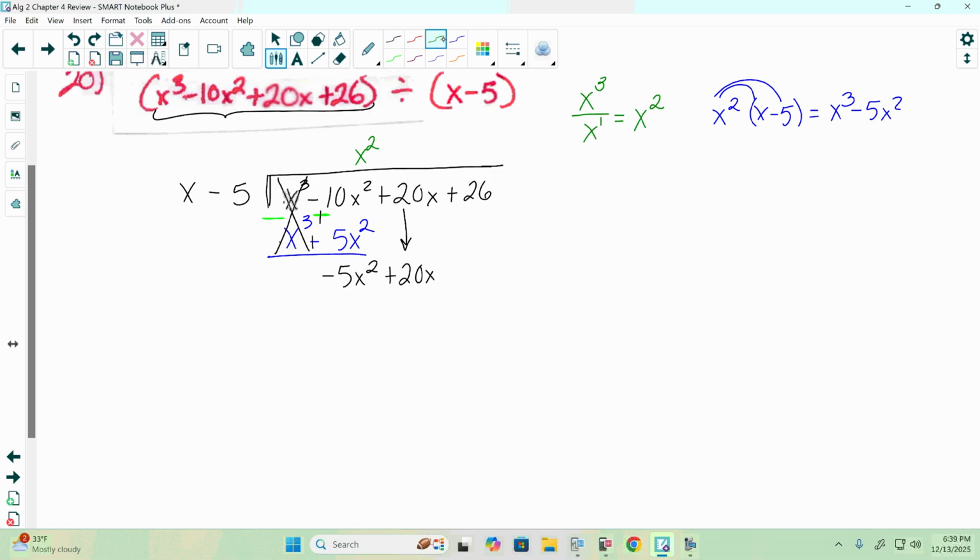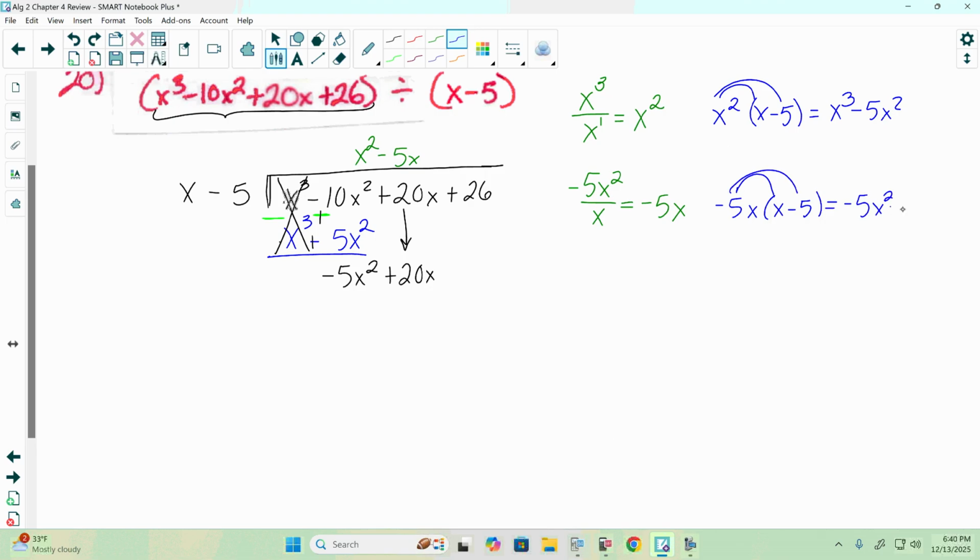And repeat this process. We take the biggest term inside, which is now negative 5x squared, and divide it by the biggest term outside, which is just x still. And it will be just x for this entire problem. Now at this point we divide. Negative 5x squared divided by x is going to be negative 5x. So the next part of our answer is negative 5x. And again, we multiply. Negative 5x times our x minus 5.